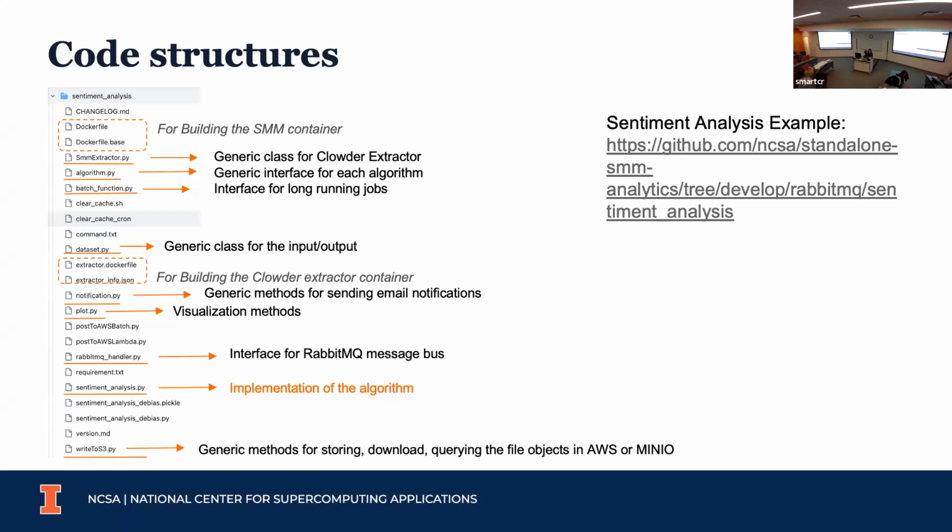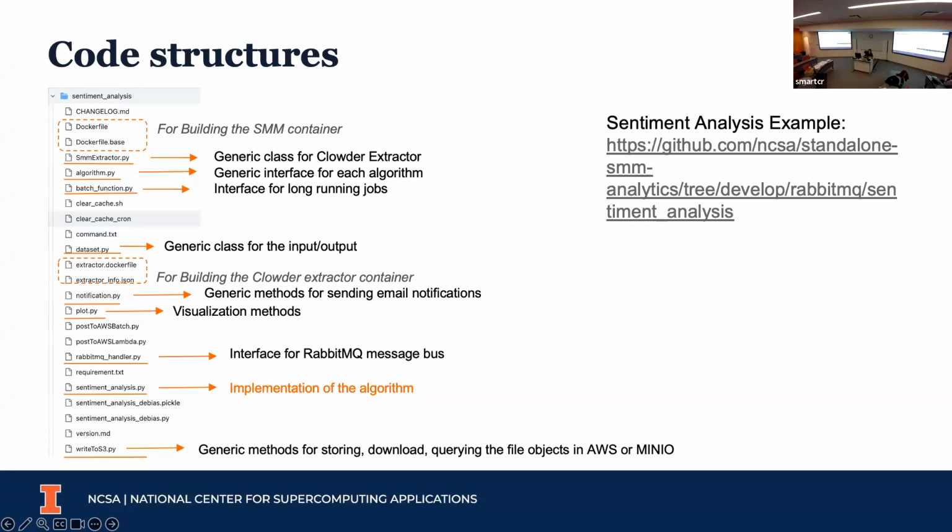Yeah. So this is our code structure, and this is a little bit boring, so I'll fly over this quickly. If you want to learn more details, you can click this. This is an example of how we organize our sentiment analysis. As you can see, a lot of the code here is generic. We have generic classes that represent different interactions, like how to talk to Clouder or how to talk to Smile server, and how we talk to the RabbitMQ message broker, and how we handle I/O, like input and output, and visualization and notification.